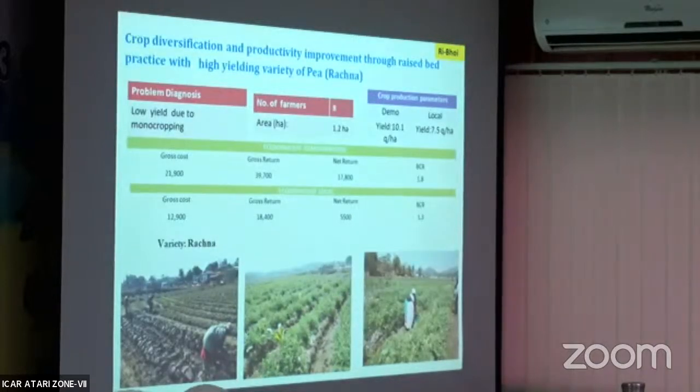They have done some study on crop diversification and productivity improvement to raise best practice. You can see it is 10.1 quintal per local, whereas the practice they follow gives 7.5. So there is a significant increase, and this sort of technology should be promoted where there is excess moisture.